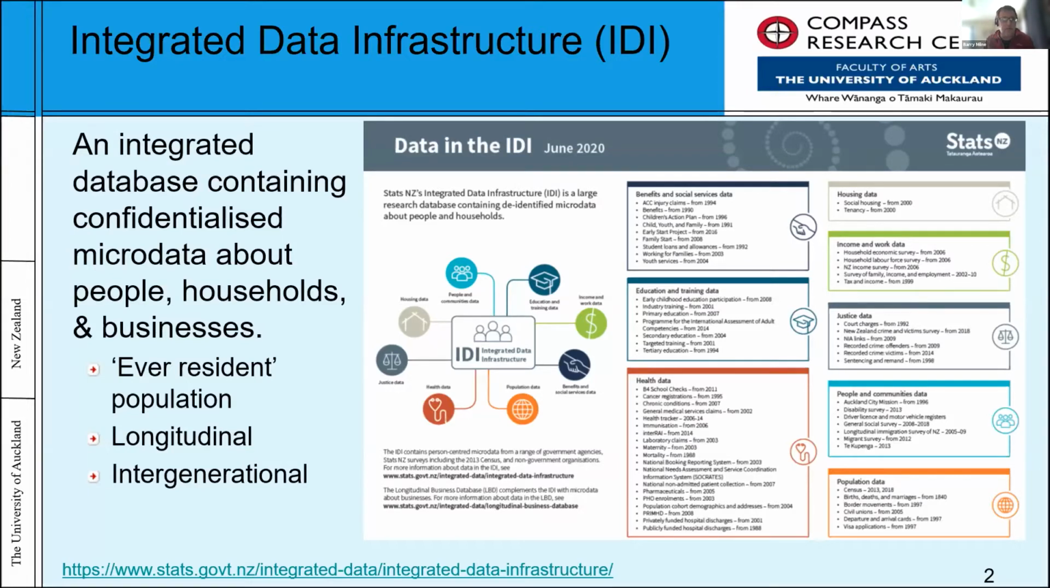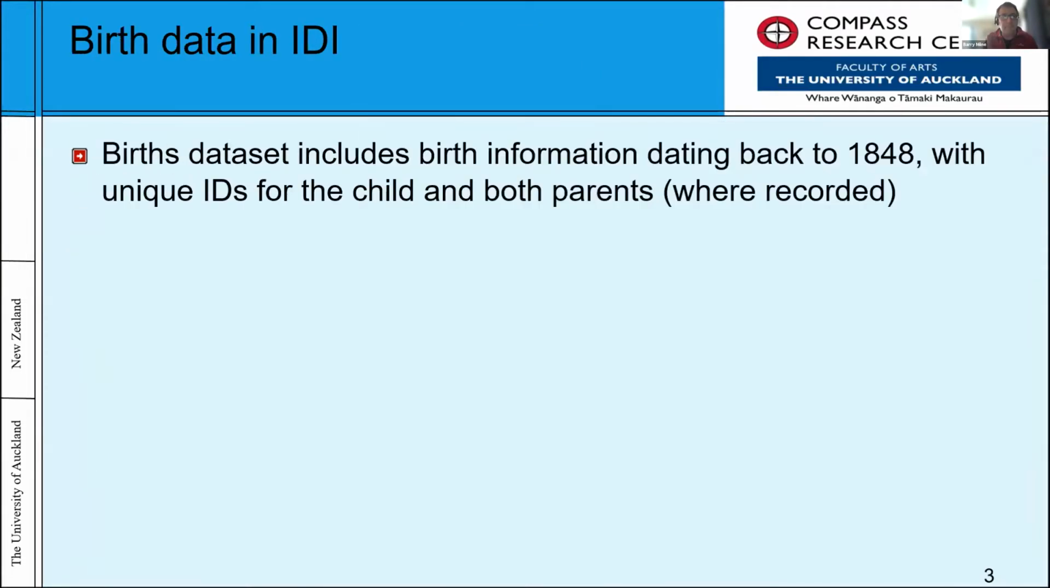As well as being longitudinal, it's also intergenerational, for reasons I'm about to go into, because with the birth records that are included in there, there's a parent 1 and a parent 2 listed, which are typically the mother and the father, and you can link. So you've got that triad of the child, the mother and the father, and there are links to these data sets for all 3, potentially.